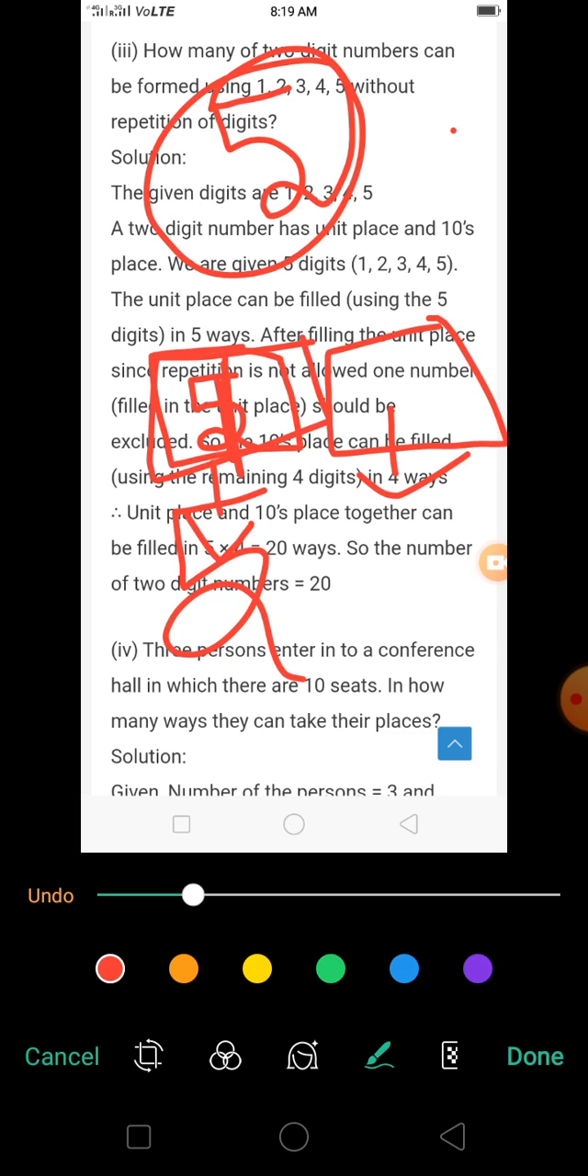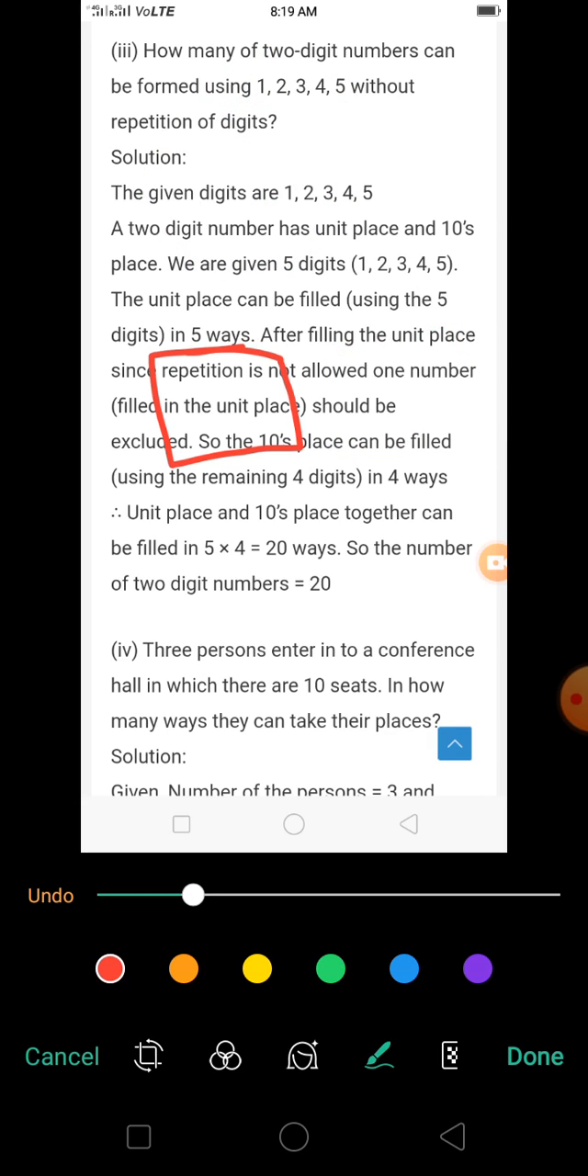The second box can be filled in 4 different ways. So 2 boxes should be filled, correct? So 5 into 4, what is the answer? 5 into 4 is 20. Therefore the 2 digit number can be formed in 20 different ways.